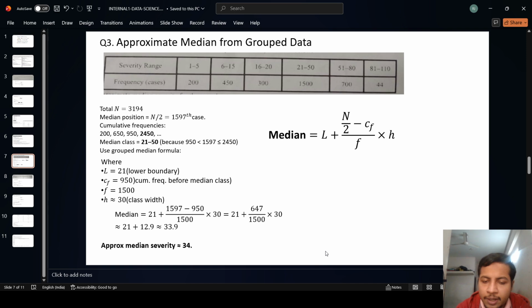Use the grouped median formula: median equals L plus (N by 2 minus cumulative frequency) divided by F, into H, where L equals 21 the lower boundary, CF is 950 the cumulative frequency before the median class, F stands for the class frequency, that is 1500, and H is equal to 30, the class width. Putting the values in the formula: 21 plus (1597 minus 950) divided by 1500, into 30, which gives approximately 33.9. So the approximate median severity will be around 34.